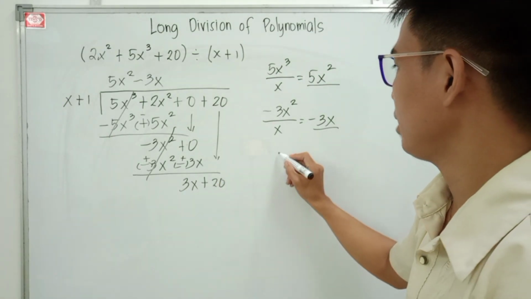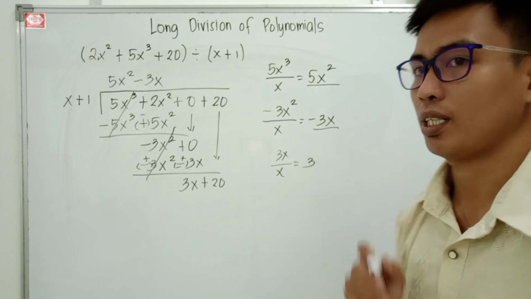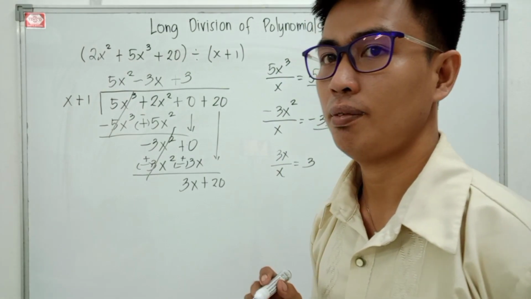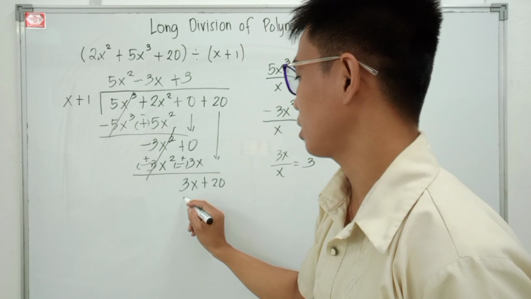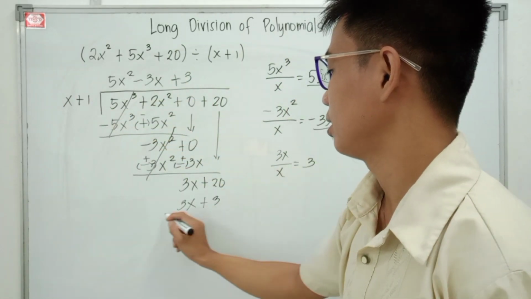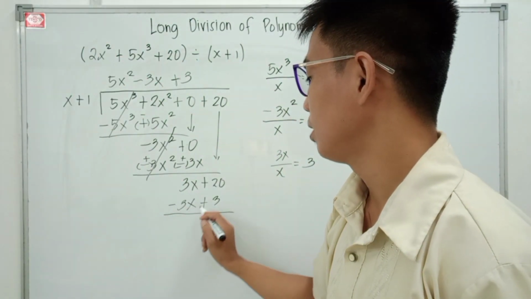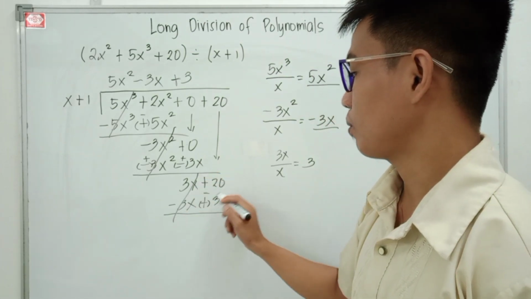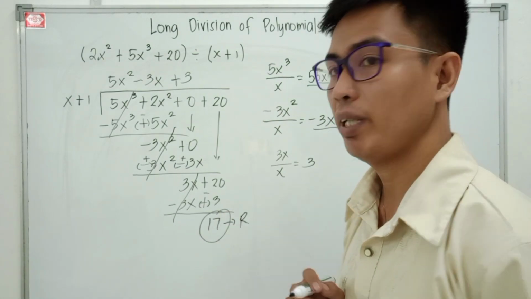Then, again, divide 3x divided by x, that will be 3. So, since positive siya, that means plus 3. And multiply again, 3 times x is 3x. 3 times 1 is positive 3. Then change the sign. Positive 3x will be negative. Positive 3 will be negative. So cancel. Positive 20 minus 3 is 17. And this is our remainder.